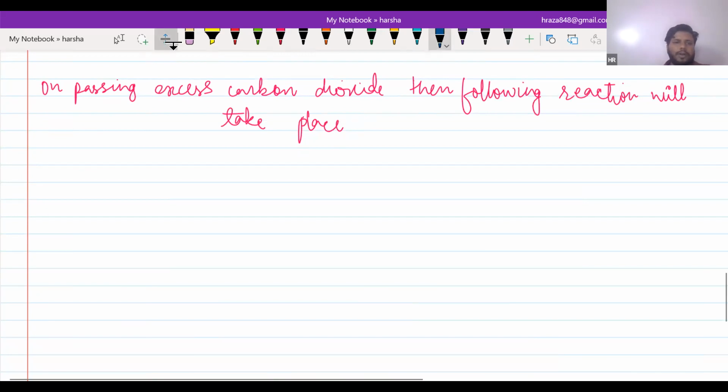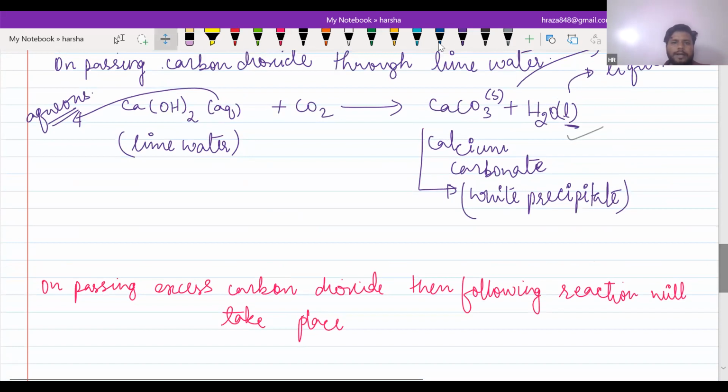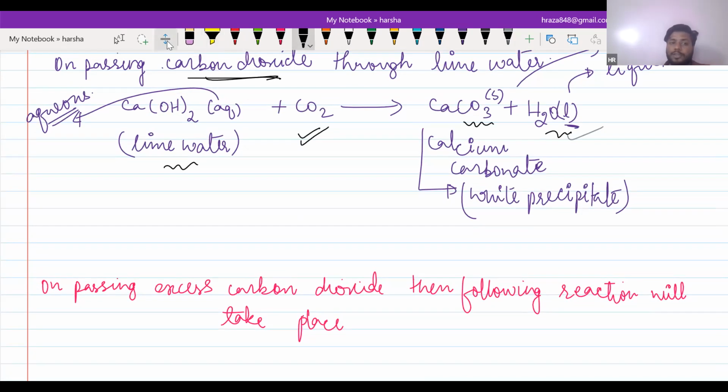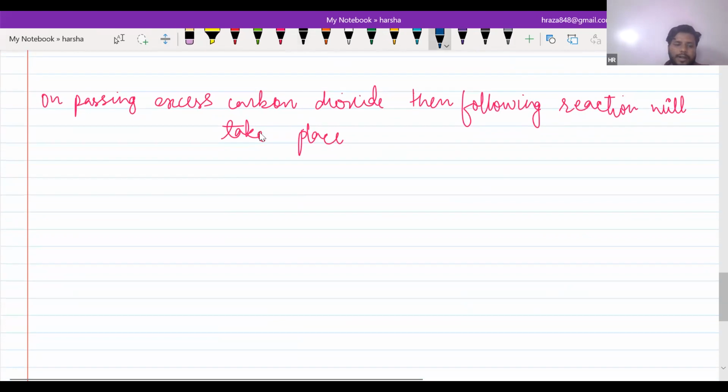What I want to tell you is that if you pass carbon dioxide through calcium hydroxide, lime water, it will form calcium carbonate plus H2O. But if you use excess carbon dioxide, it will react to form this, but after this product there will be carbon dioxide left, and this carbon dioxide will again react with calcium carbonate plus water. So I am going to write an equation.